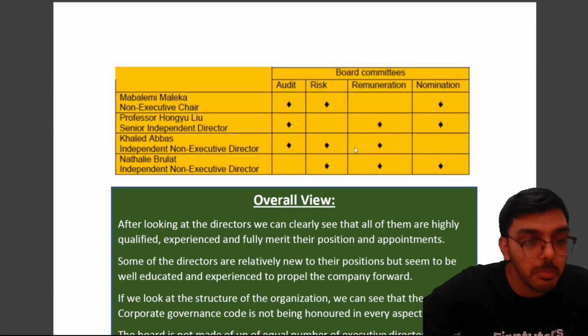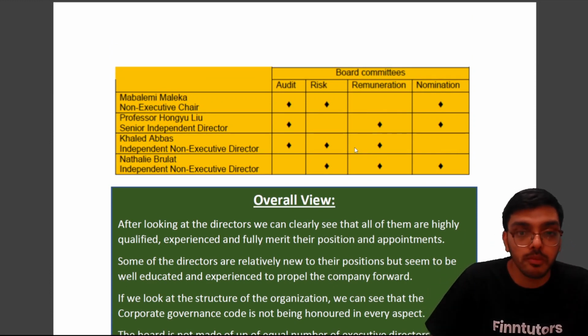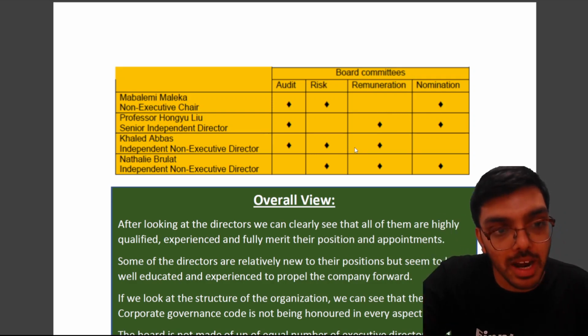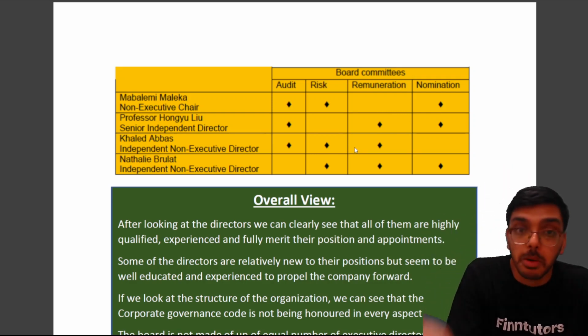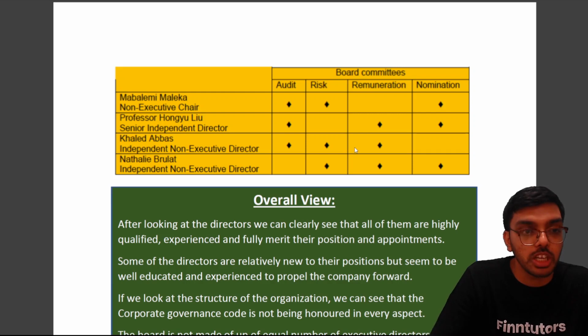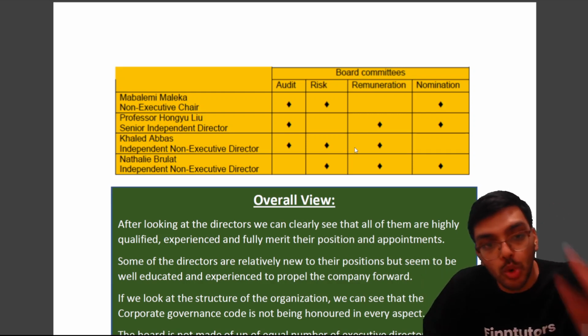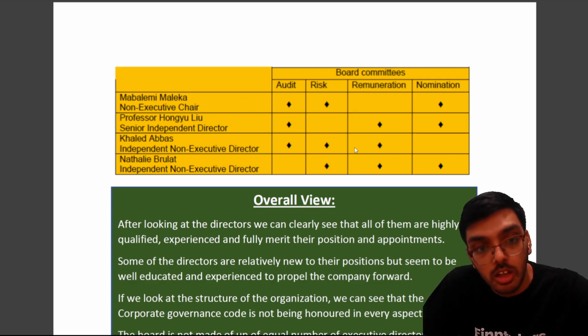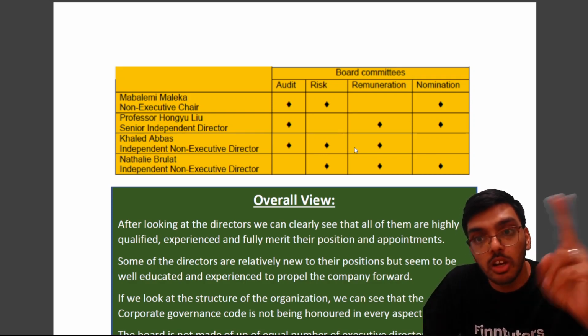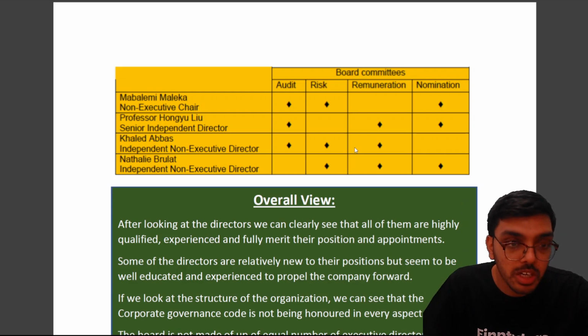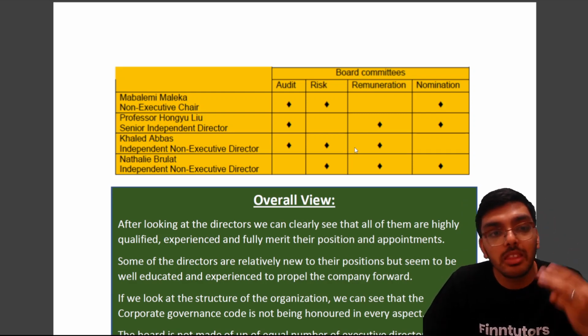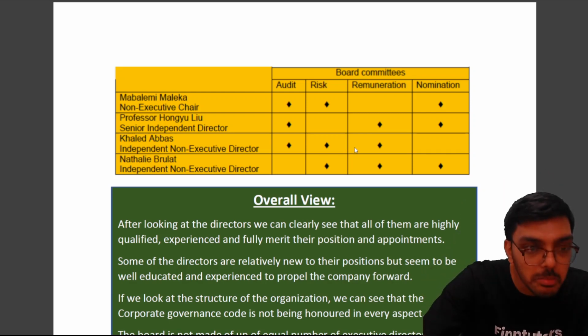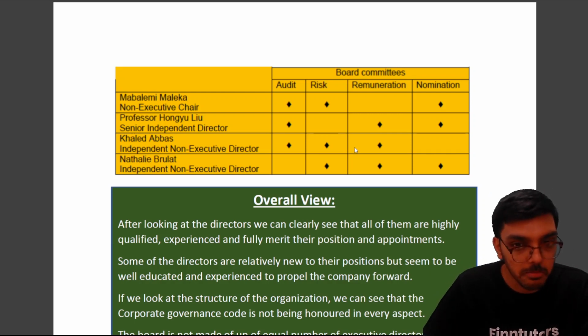So there are 3 independent directors. Good enough. Then the chairman can be part but cannot chair. But Mabalemi is part of audit, risk and nomination, which means there are only 2 independent non-executive directors on the audit committee, 2 independent on the risk committee, 2 independent on the nominations committee, where there should ideally be 3. And then the chairman can be part but cannot chair that committee.